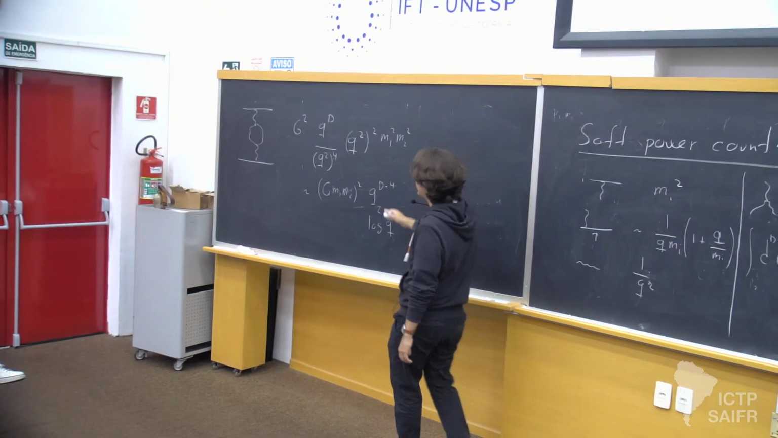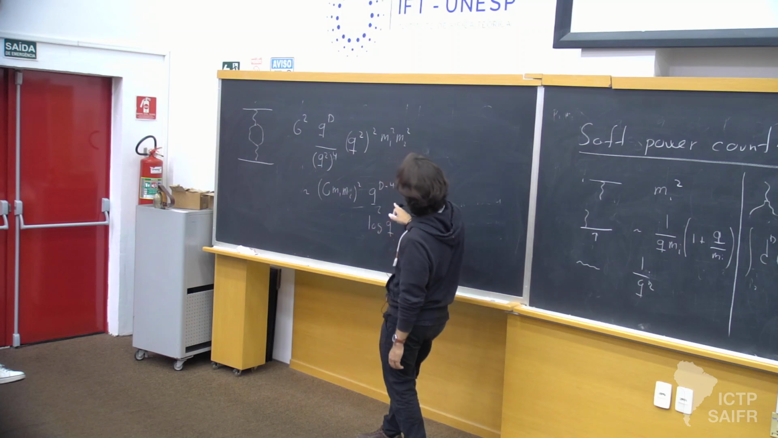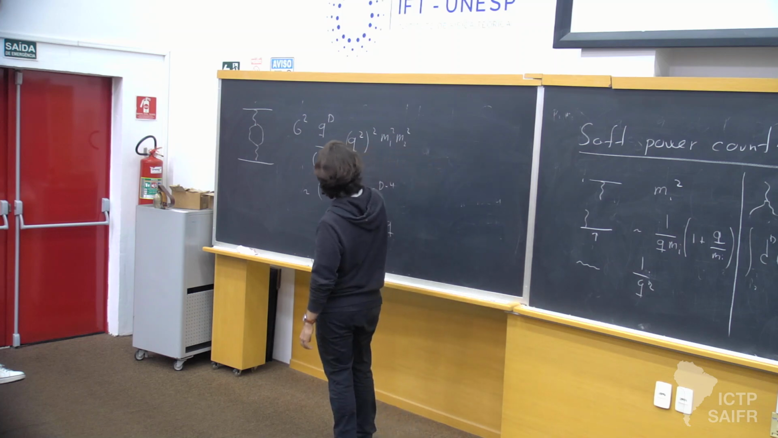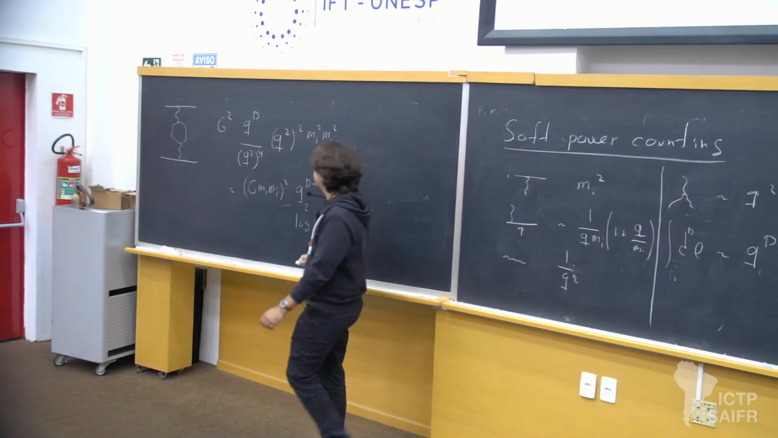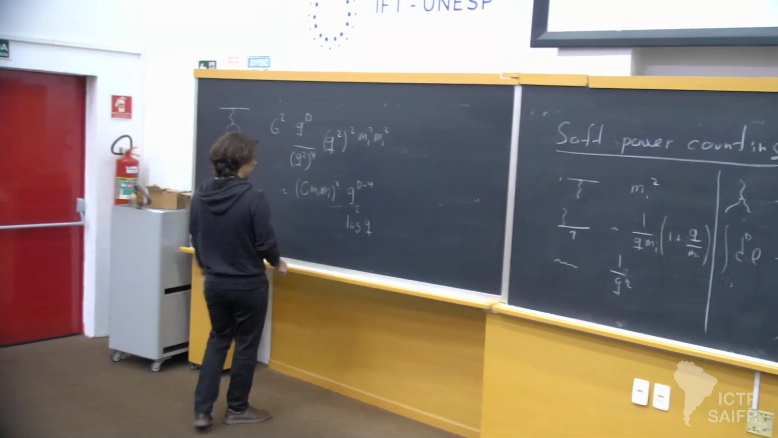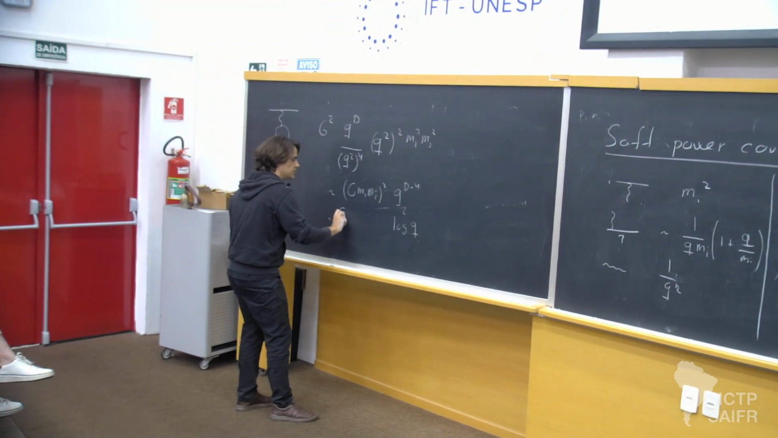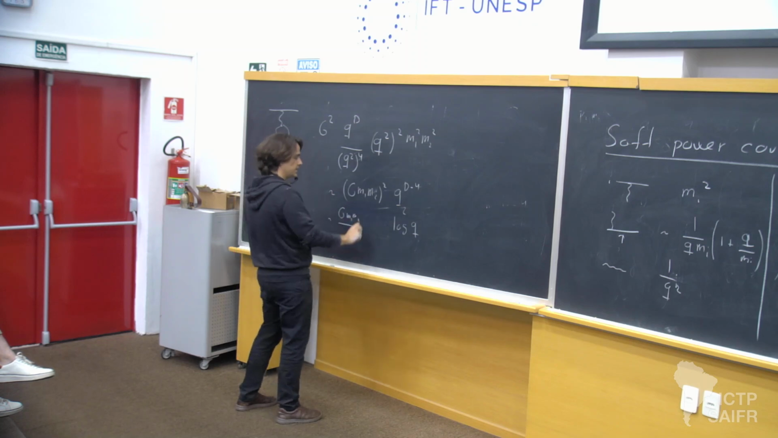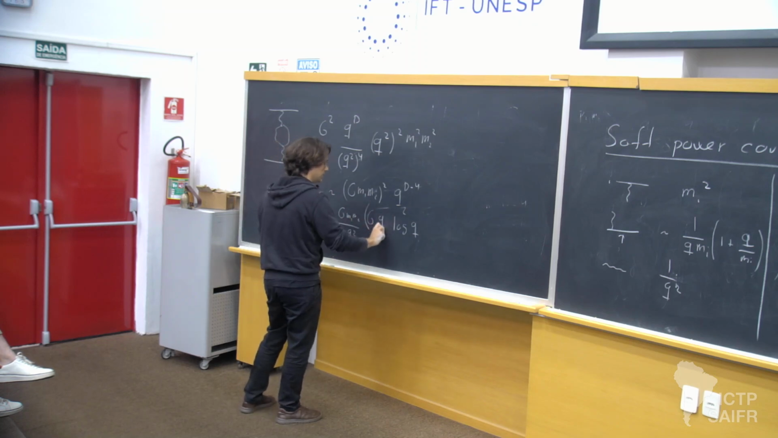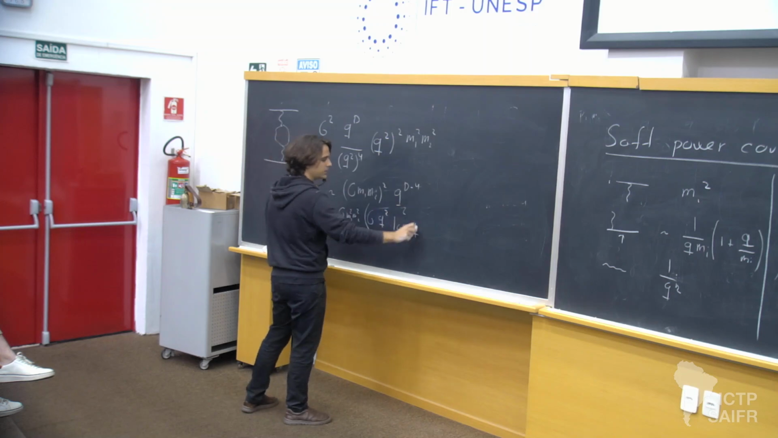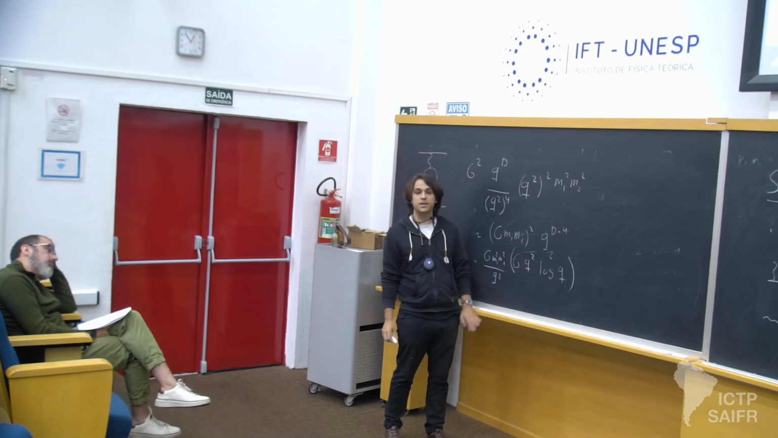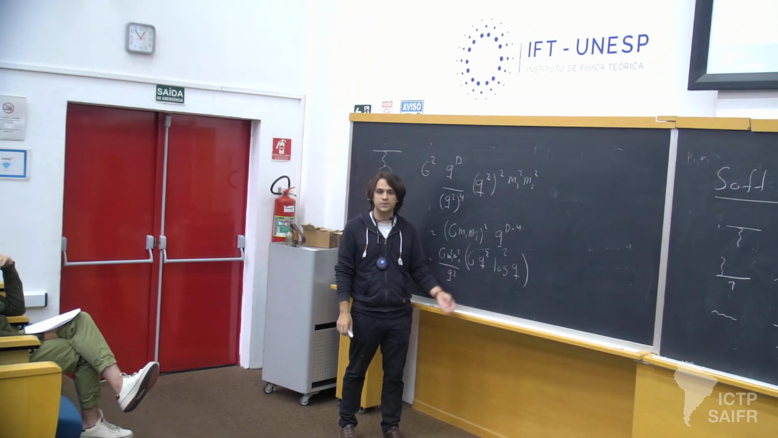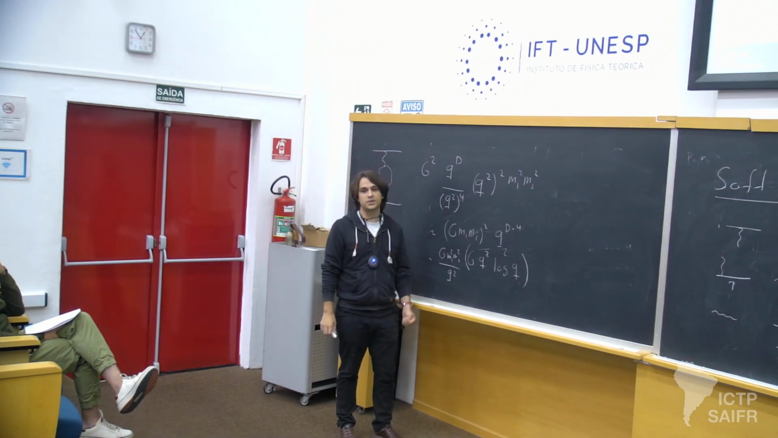So see that this diagram is suppressed with respect to the leading order. So the leading order was G, M1, M2 over Q squared. And the suppression is G, Q squared times the log. Okay, so this is not a correction that goes like GMQ. It's a correction that goes like GQ squared. So this is actually quantum.